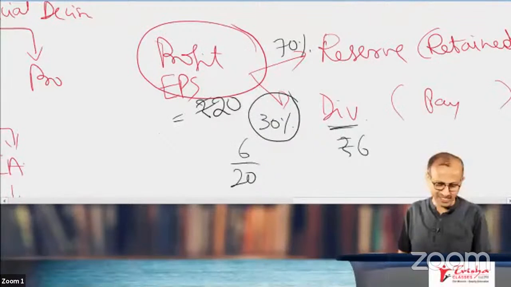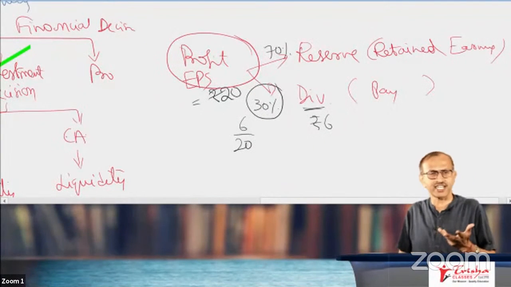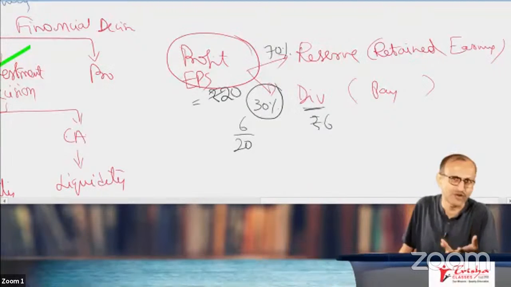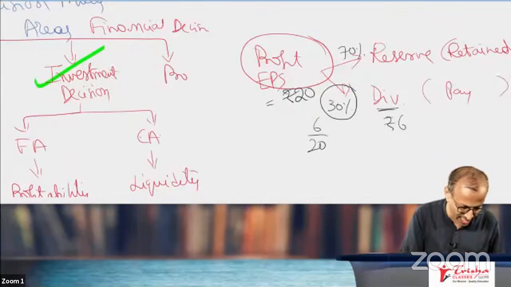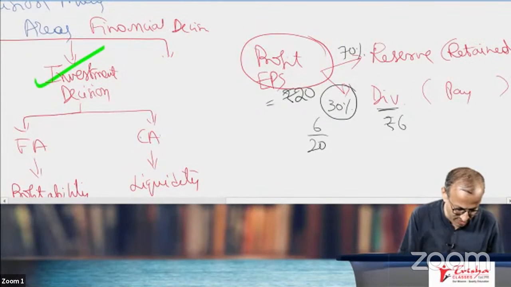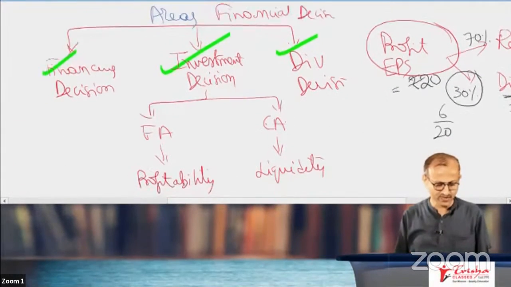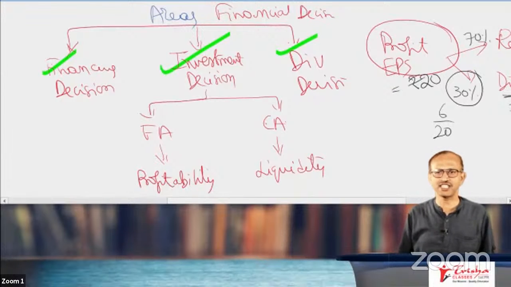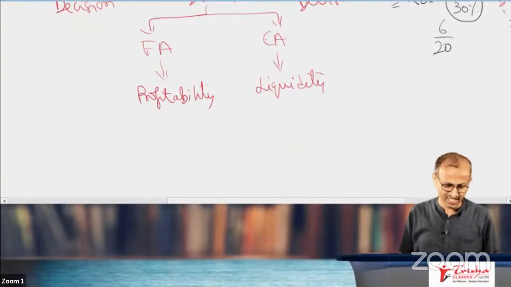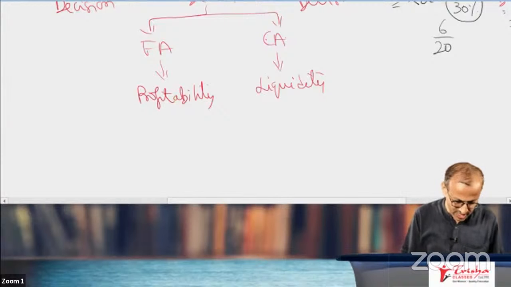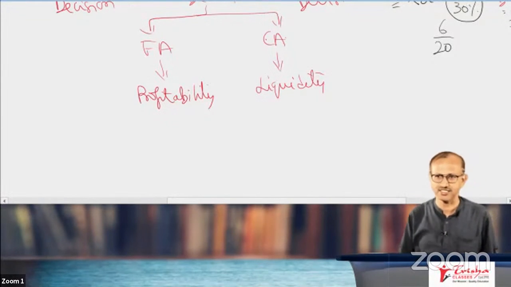Students, that means another decision came. 70-30, 60-40, 50-50, we don't know. That decision, we call it the dividend decision. What decision do we call it? Dividend decision. Students, we learned in financial management there are three decisions: financing decision, investment decision, dividend decision. Do you all agree with me? Tell me yes or no. Okay. Have you taken these pointers? Okay.